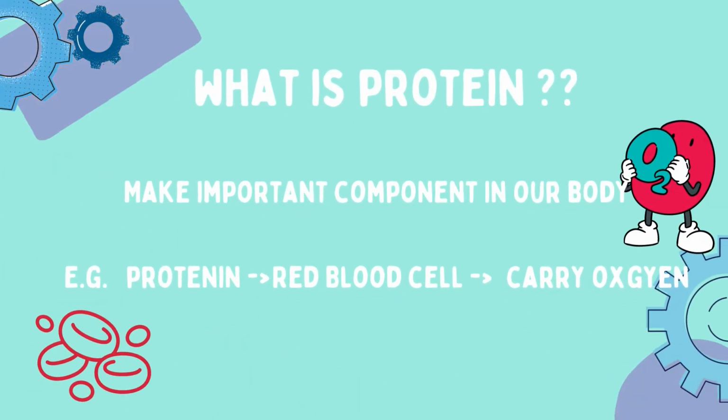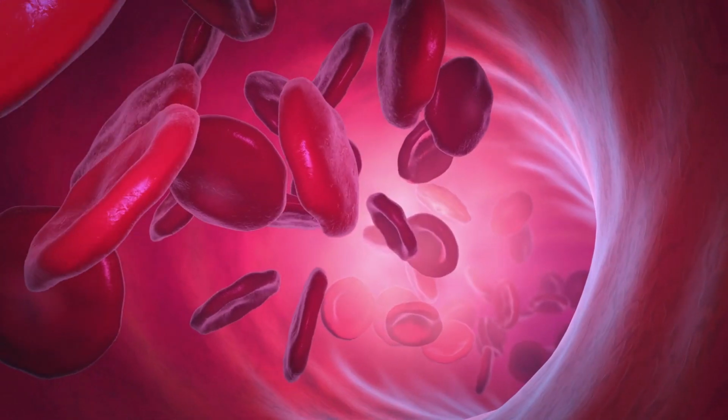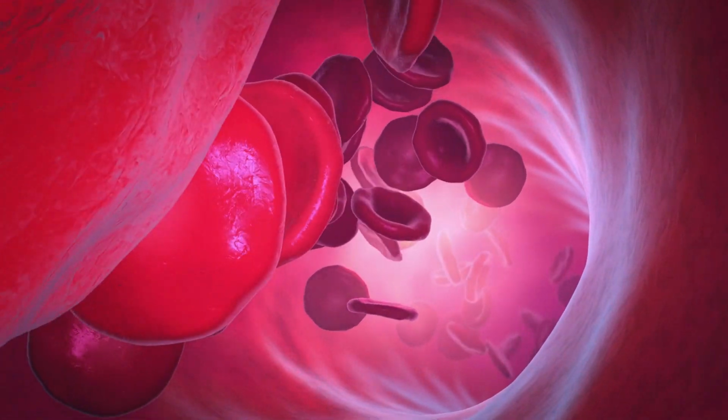I know many of you are confused about what protein is. The functions of protein are very complex, but many important components such as red blood cells, which are used to carry oxygen, are made up of protein. And red blood cells are only one of the examples.